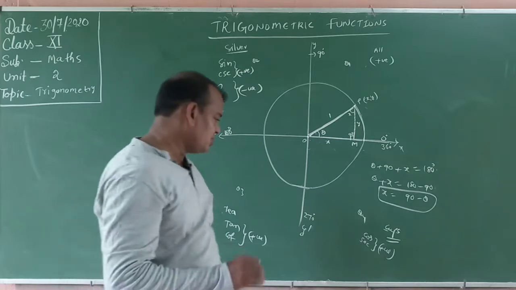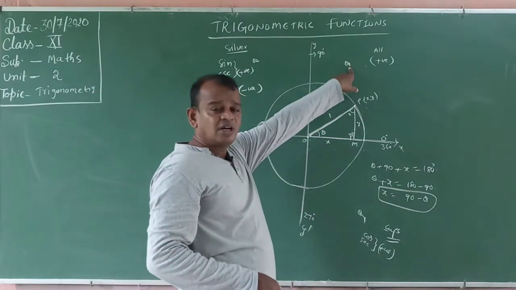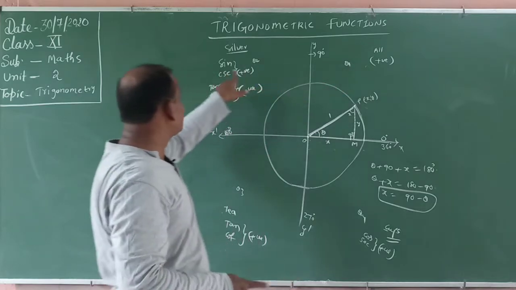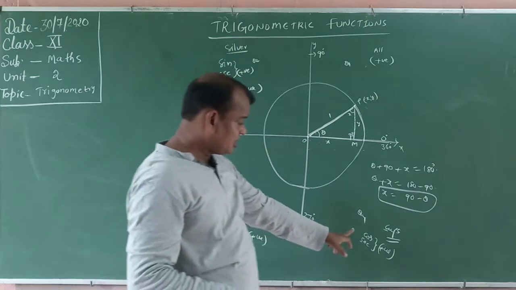Now consider, you see once. Here all are positive. Here sine is positive. Here sine is negative.